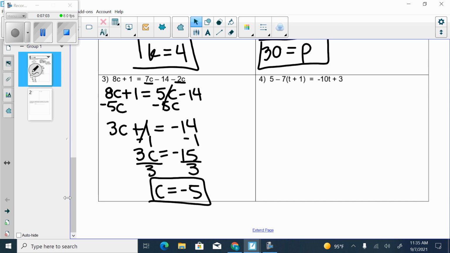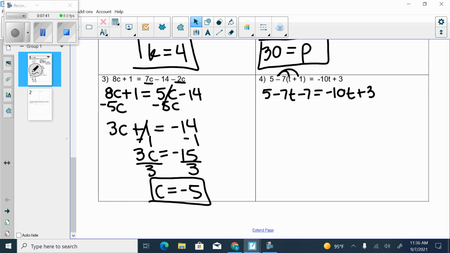Okay. Looks like number 4 is going to have another step we need to recall. What? Distribute. Very good. What am I distributing into the parentheses? Negative 7, right? That negative goes with the 7. So I'm going to bring down my 5, but I'm going to distribute negative 7. So what is negative 7 times t? Very good. And negative 7 times positive 1. Very good. Equals, we've got negative 10t plus 3 over here on the other side.